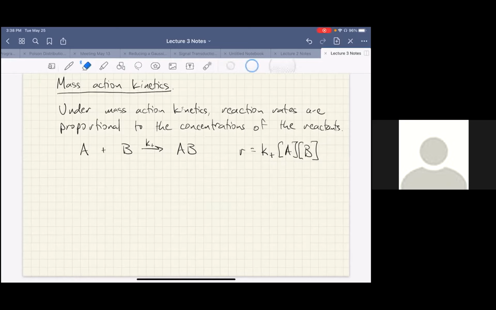Similarly, that's for synthesis, and similarly for dissociation. The symbol I used over here was K minus, so the rate of that reaction is K minus times the concentration of the reactant over here, which is just AB. It's the concentration of that compound.